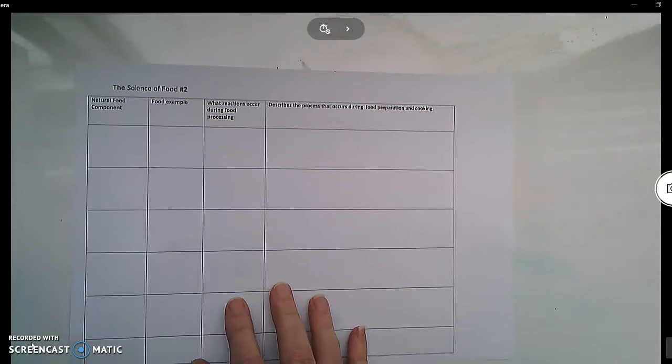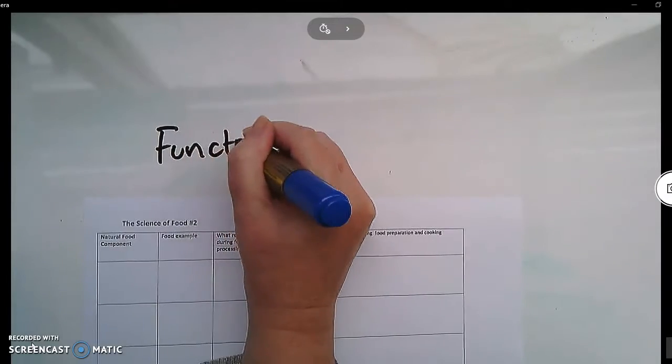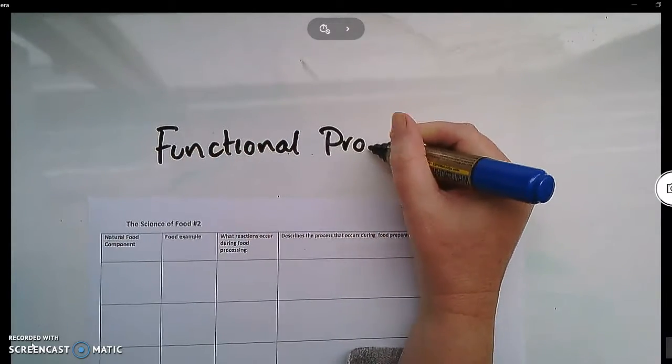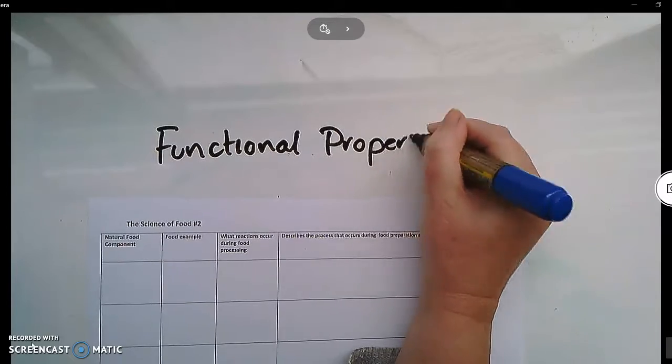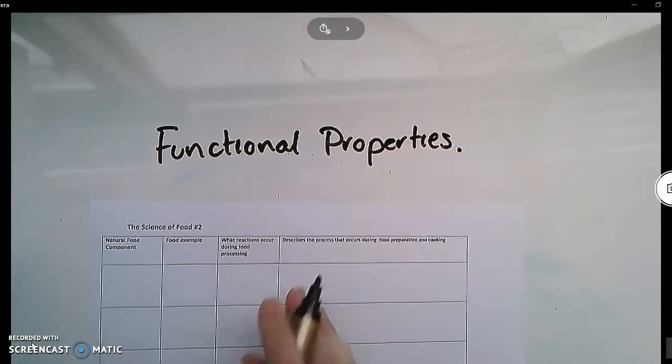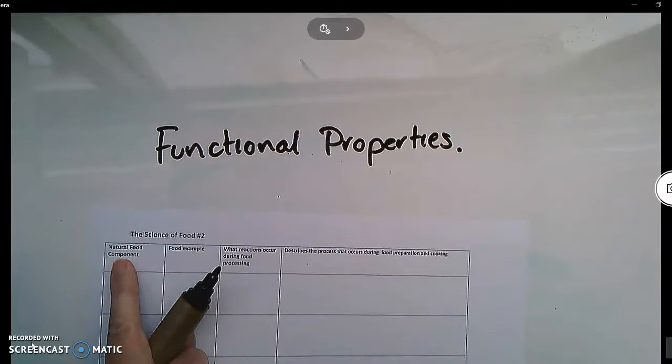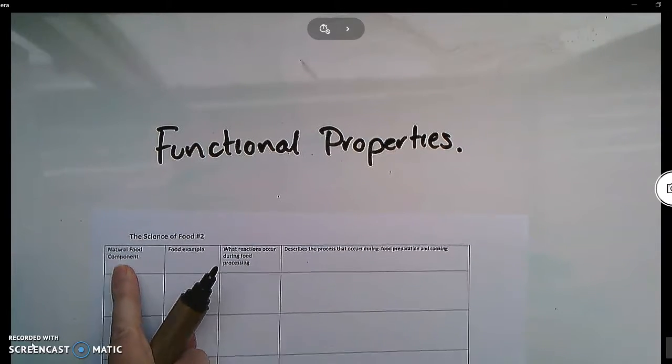But the first thing I wanted to do was just sort of explain the term functional properties, okay, because I think a lot of people are having a bit of trouble with that. So it's really important here that we get our terminology right. So when we talk about functional properties, we're really talking about what is the natural food component in the ingredients.